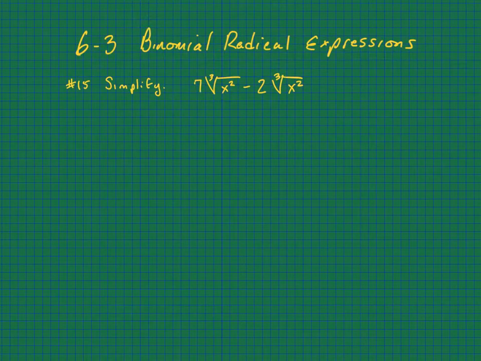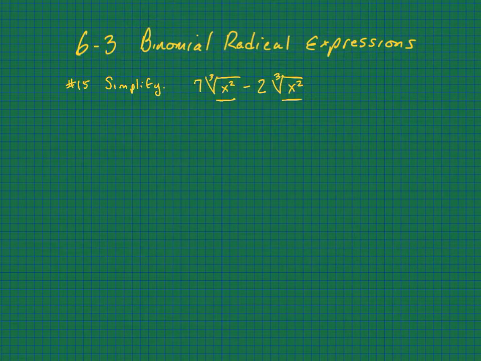Okay, when working with some of these examples from today's classwork, let's look at number 15. I forget the page number, but it asks us to simplify 7 cube root of x squared minus 2 cube root of x squared. And you can look at these in two ways. We have like radicals. So since we have like radicals, we can add together the coefficients or combine the coefficients.